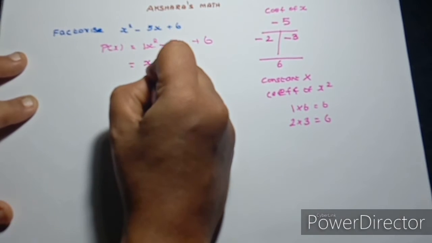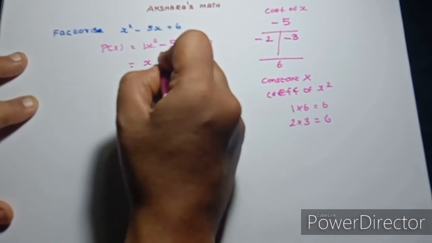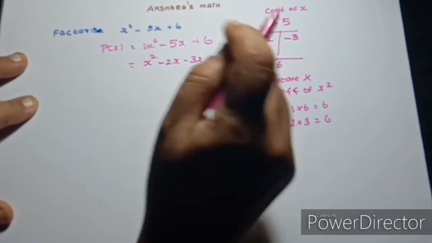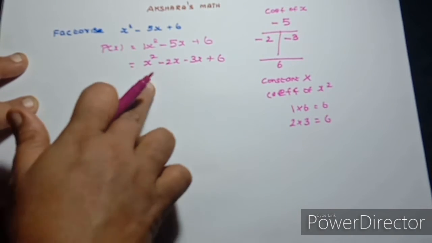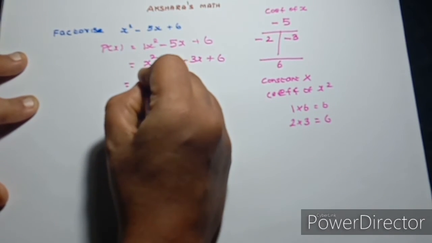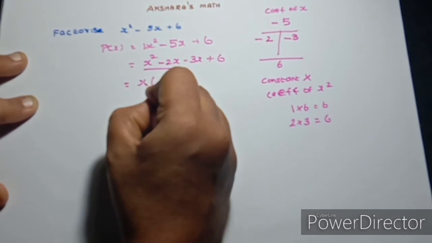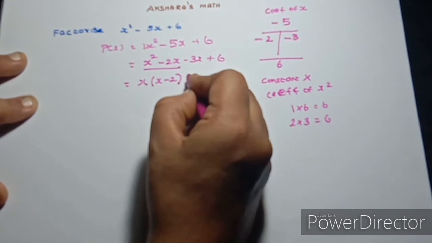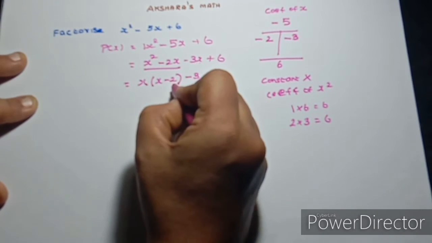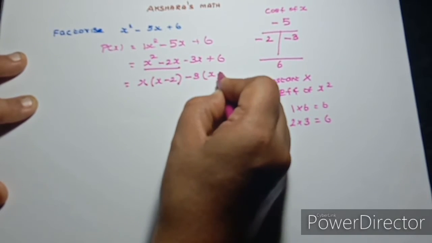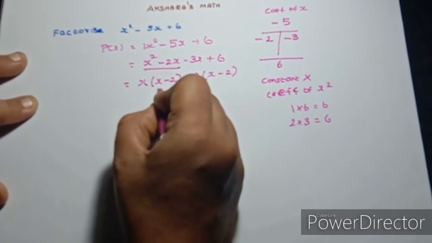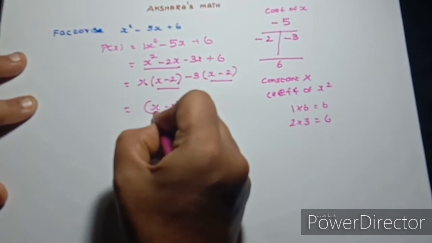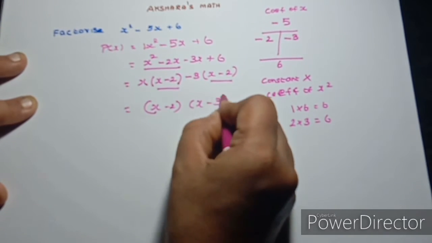Then what we will do? I will write x square minus 2x minus 3x plus 6, using these two numbers. Then from the first two terms, I will take out x, so the remaining is x minus 2. Again from minus 3x plus 6, the common factor is minus 3. Because x minus 2 comes here, I have to take out only minus 3. So x minus 2 again, and x minus 2 is common. So I will take x minus 2 outside, and the remaining will be x minus 3.